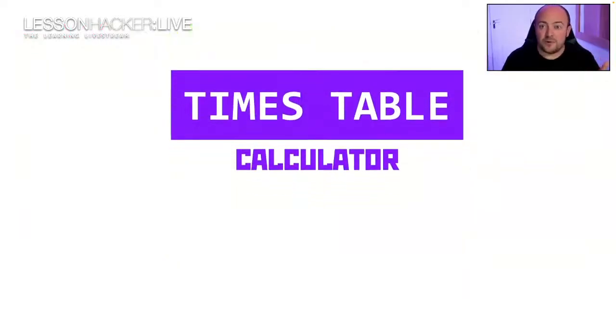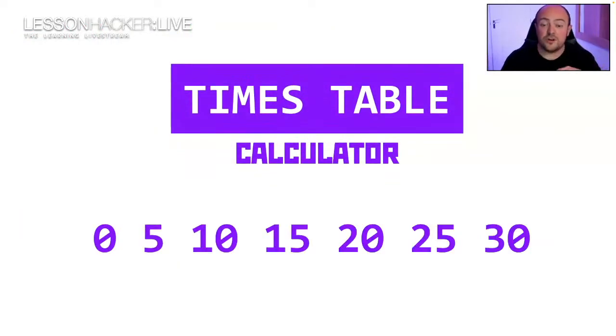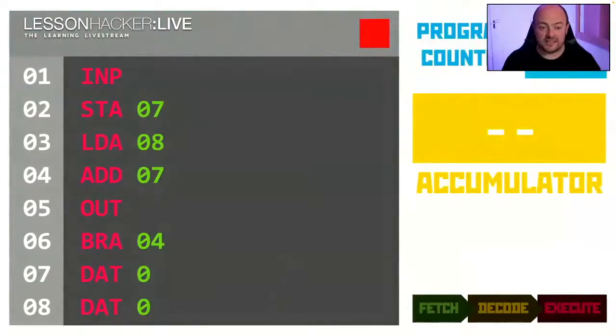So let me give you an example of one in action, how it works. And once you see it work, it'll be straightforward. This is a times table calculator. Here's a series of instructions. Look at the things on the screen. We've got a program counter that always points to the next instruction, and an accumulator, which always stores the result of the answer.